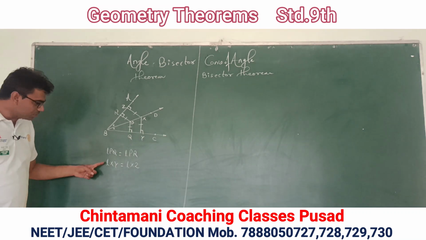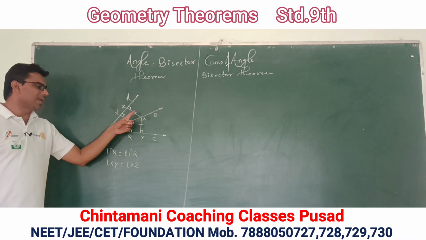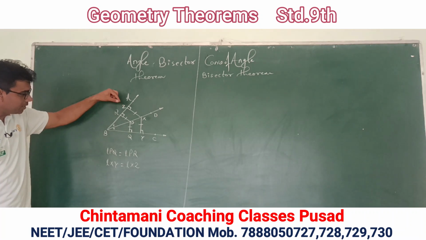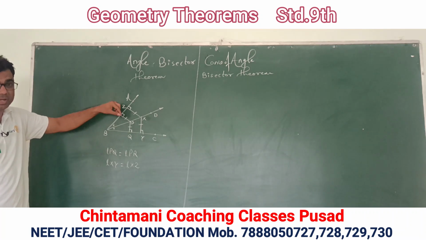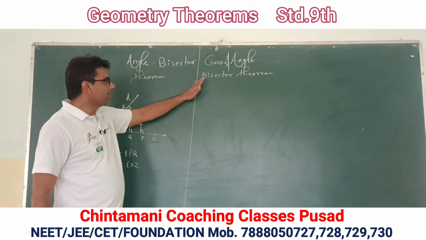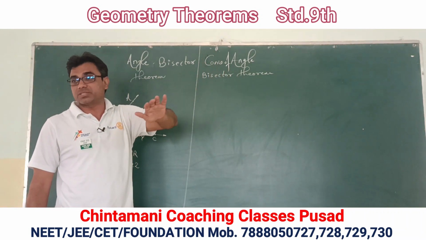Why are we getting these distances? Because we have taken those points on the angle bisector, and according to the angle bisector theorem, these points are equidistant from the arms of the angle. Now let us see the exact reverse of this theorem, that is, the converse of the angle bisector theorem.